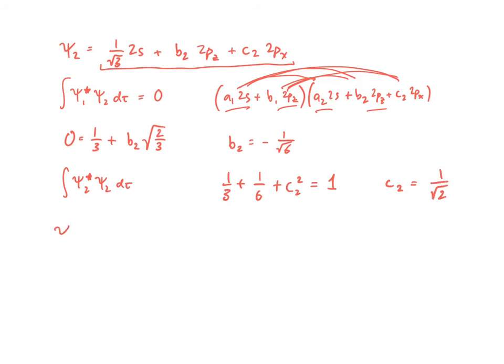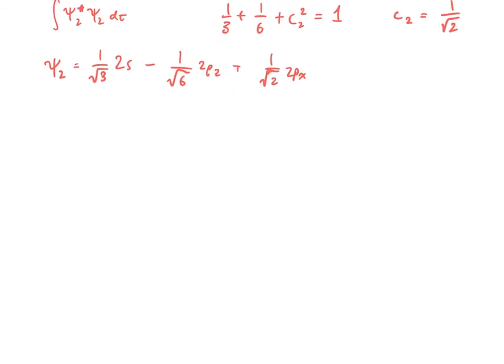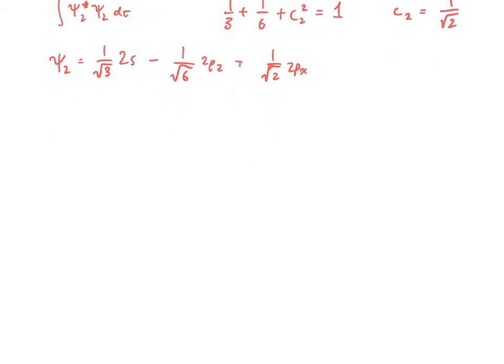like that. So therefore, our psi2 equals 1 over square root of 3, 2s, minus 1 over square root of 6, 2pz, plus 1 over square root of 2, 2px. All right, we're almost done here. Now we need to find which direction this orbital is pointing. Like, what is the angle compared to the first orbital that we had?